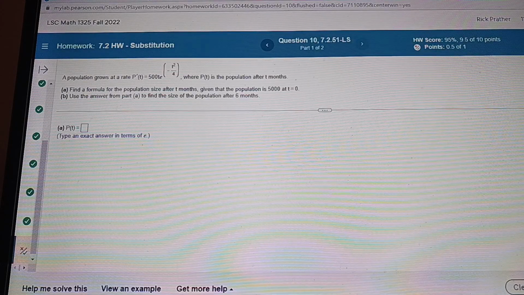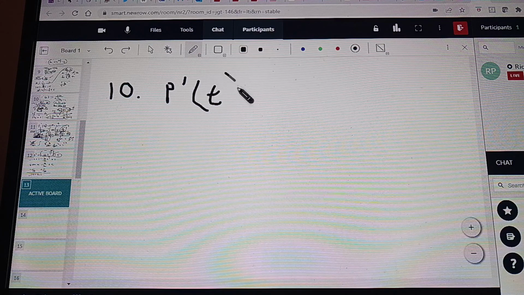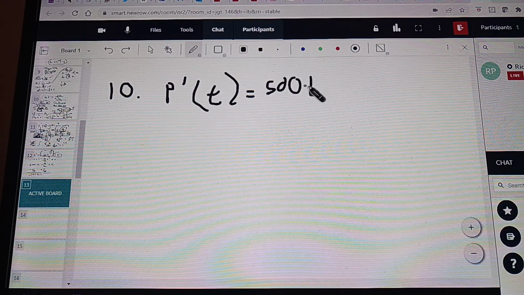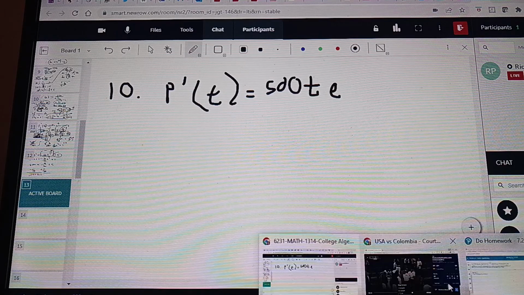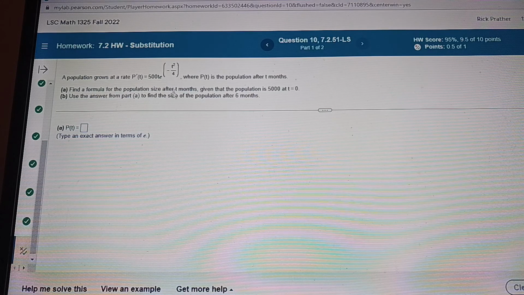So I just hit try another. And here's my derivative function. P prime of t is 500t times e to the negative t squared over 4.